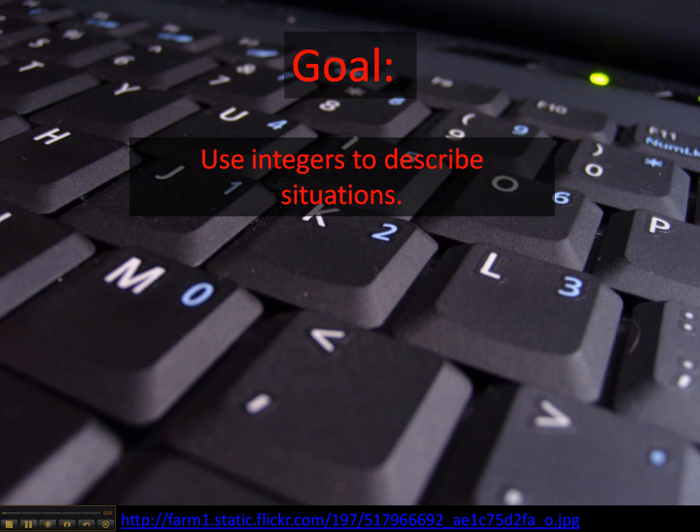Our goal today is to use integers to describe situations. You might not be familiar with the word integer, but by the end of this lesson I think you'll have a pretty good idea of what that means.